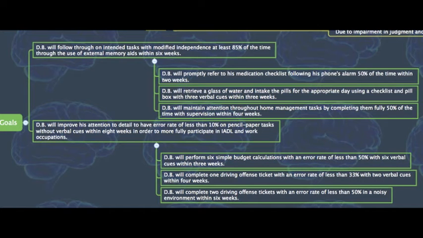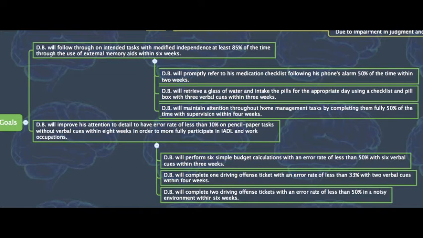So, based upon the areas of occupation that the occupational therapist sees concerns in, and based on the causes of problem, which we will review next, the OT will make some goals for DB. These are just two of the possible goals that he or she may make. So the first would be that DB will follow through on intended tasks with modified independence at least 85% of the time through the use of external memory aids within 6 weeks. So this will help him get back to his independent living.